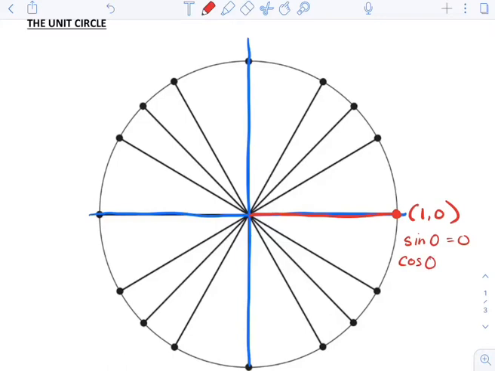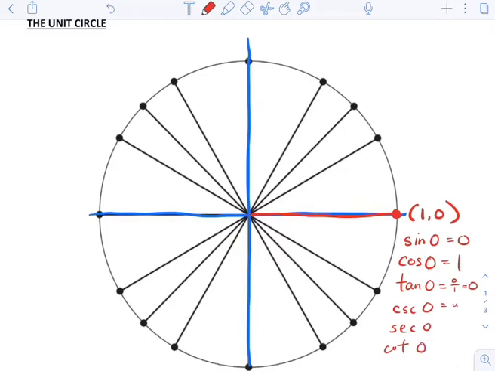Cos of angle 0, well, that's the x value, that's 1. Put that in your calculator and test it if you want. Tan of 0, well, that's sine over cos, 0 divided by 1, 0. And I can find out what cosecant's going to be, secant and cotangent, just by taking the reciprocal of each.